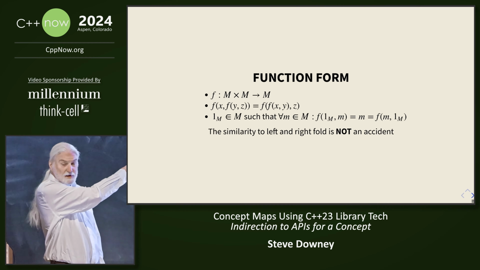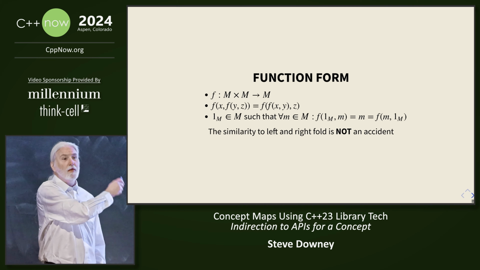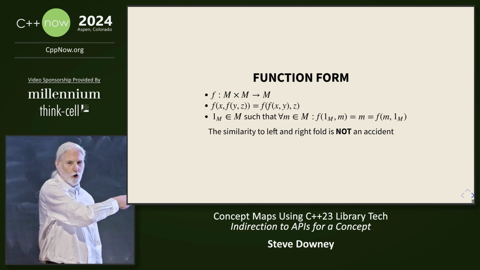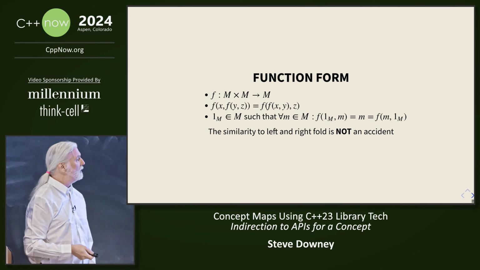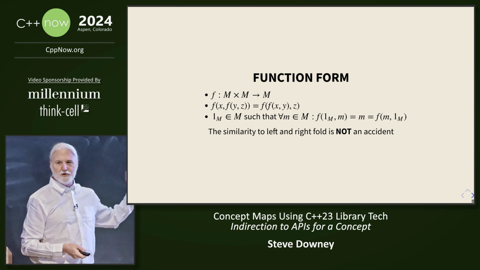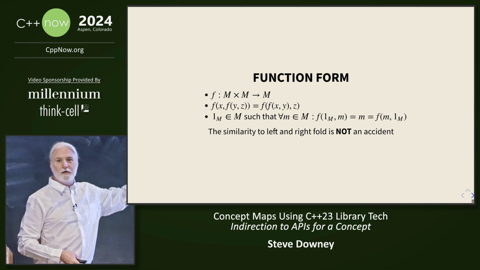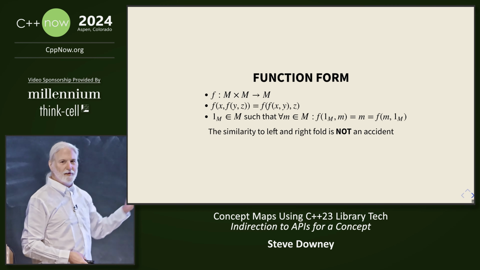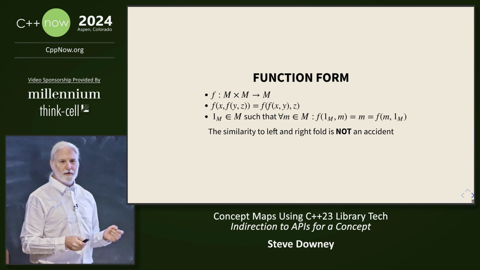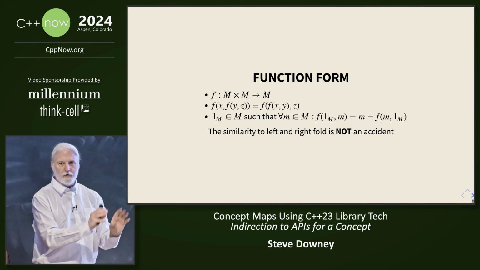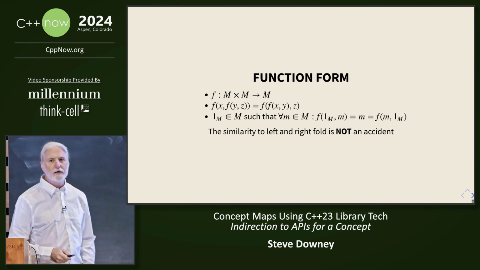The similarity for those nested functions to left and right fold is not an accident. This is what makes folds work in the general case. It covers all things. What if I'm folding over nothing? Well, you get the default element out of it. How do I know that I can do things in parallel and assemble them later? The associativeness gives you that.